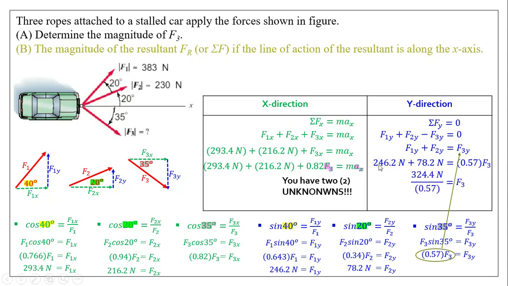So I'll add the left side, which will give me 324.4. And then to get F3 by itself, I divide both sides by 0.57. That's why the 0.57 is the denominator there. Then punch it in your calculator, and you should get a value of 569.1. I'm just going to stop there because it asks for magnitude, so I don't need to give it any sort of direction. All right, so that's the first way to do part A.